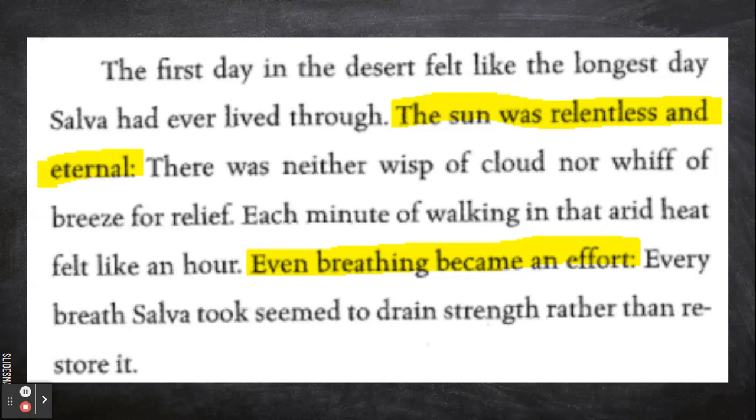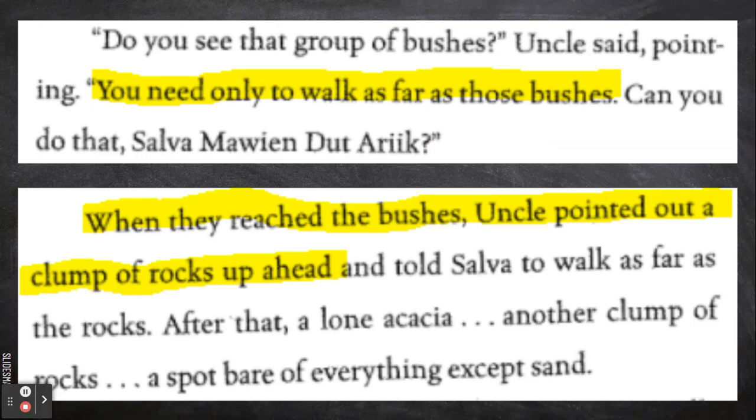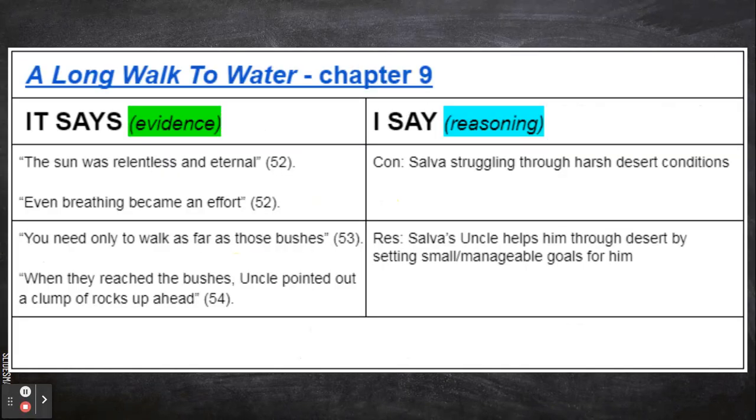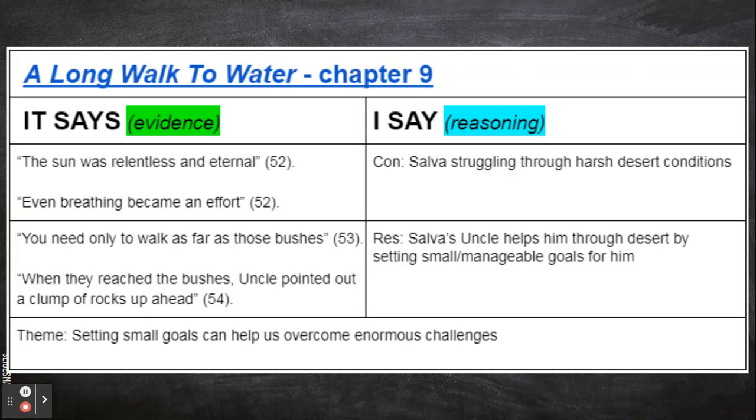Salva is going through the desert. He's struggling. That's a conflict. I put it in my notes. And then his uncle encourages him. That's the resolution. Salva's uncle helps him get through by setting small goals. I ask myself, how was the conflict resolved? And that's the basis for my theme. What does the author want me to know? The theme is setting small goals can help us overcome enormous challenges.